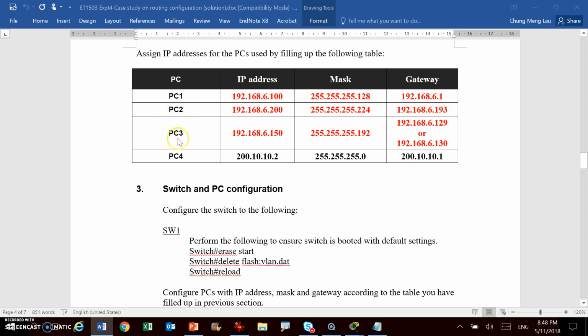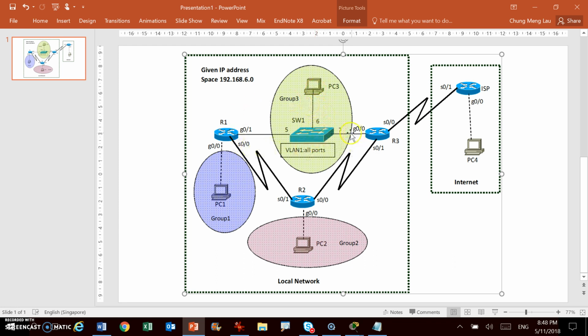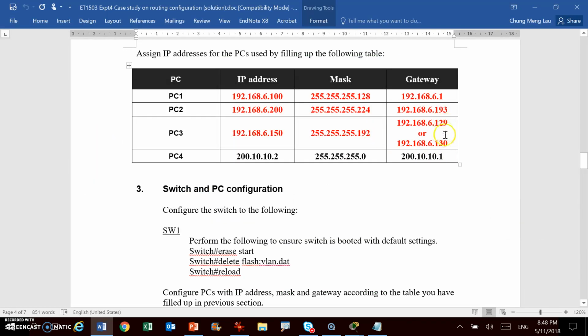Okay, PC3 is a bit interesting because PC3 network is connected to 2 routers, R1 and R3. We can either use this as a default gateway or this as a default gateway. So both of them can be used as a default gateway. So you can choose either this interface R1 G0/1 or this interface R3 G0/0. So we will also use one of the IP address inside user 3. The PC4 IP address is given over here. Okay, so you can use and configure PC4.